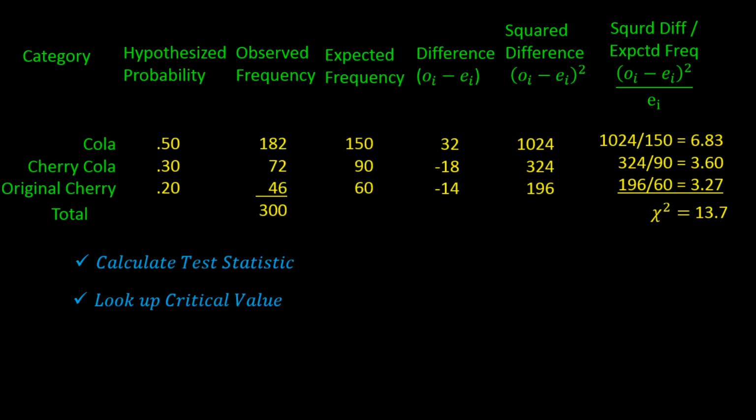So now we have the test statistic of 13.7, and we have a critical value of 5.99. Just like we did in the past using the critical value approach, we use the critical value as a cutoff point. So anything above the critical value, we will reject the null hypothesis, and below the critical value, we will say do not reject the null hypothesis.